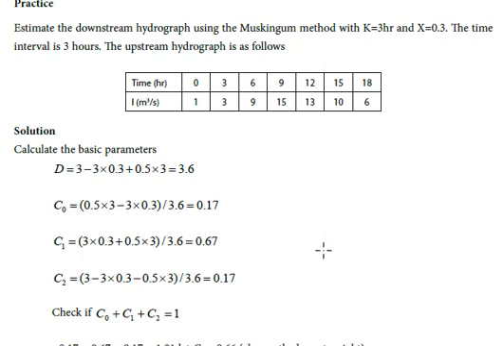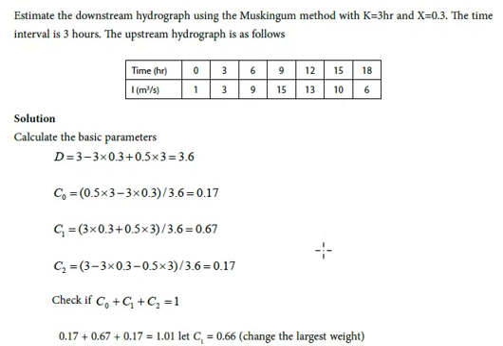So in this numerical it's given that K is 3 hours, X, the weighting factor, is 0.3, the time interval delta T is 3 hours, and we are supposed to draw a downstream hydrograph. The ordinates of the upstream hydrograph are given. So the first step is to calculate D. The formula of D, as we know, is K minus KX plus 0.5 times the time interval.